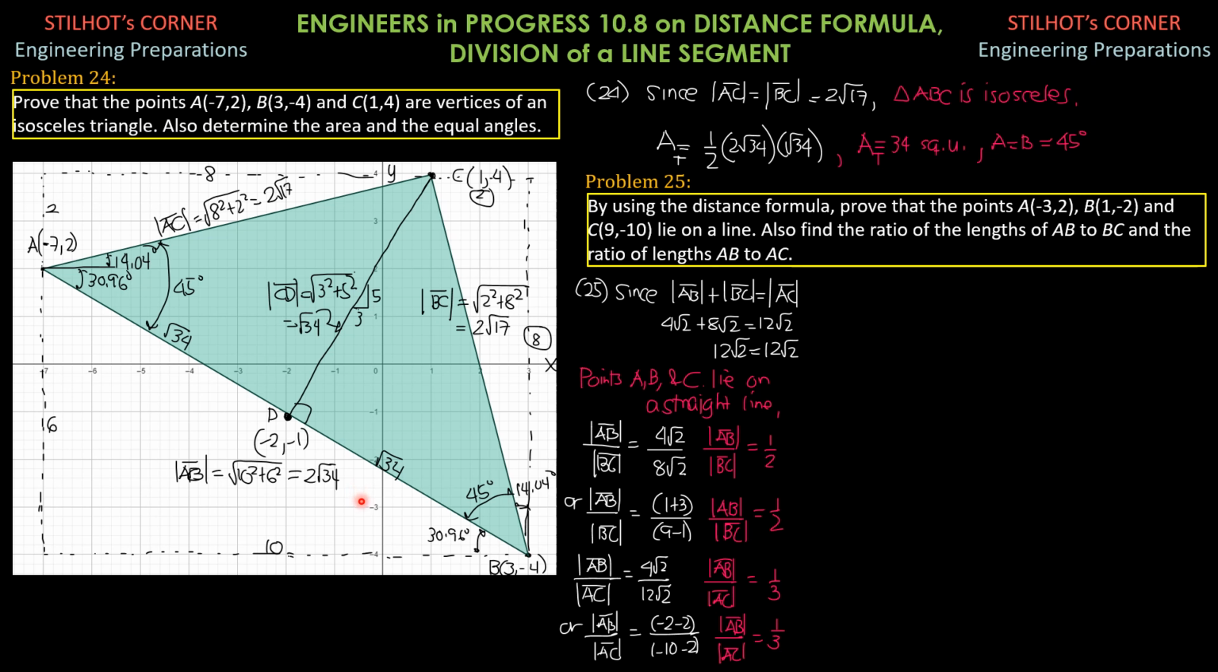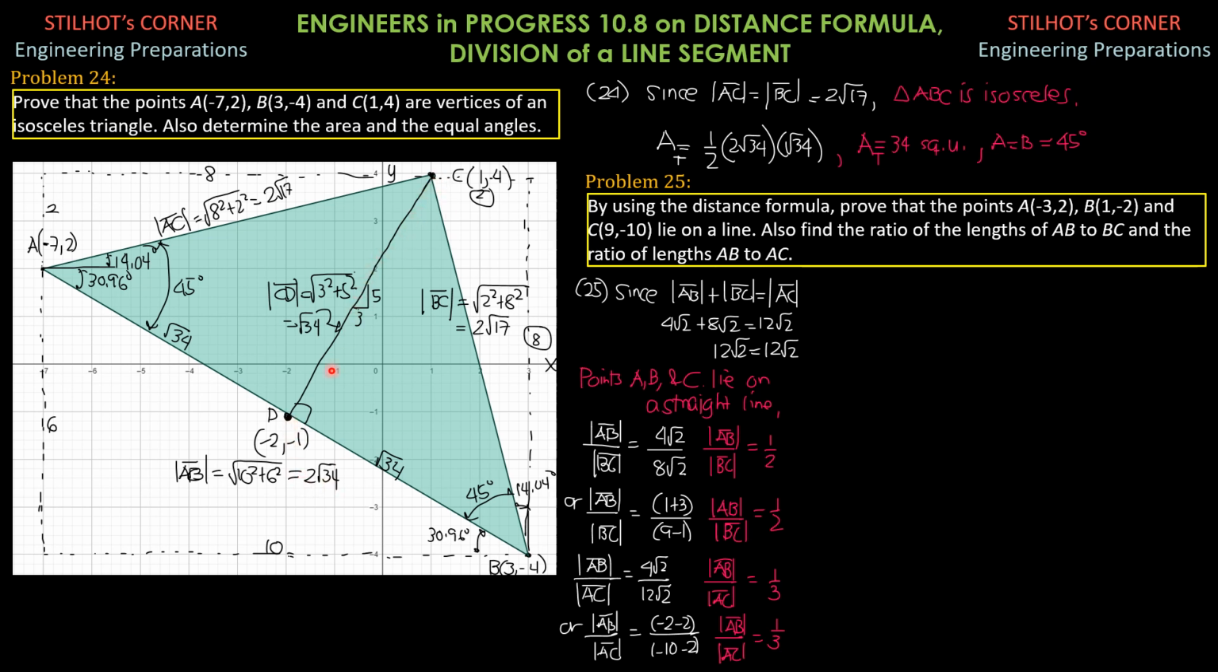So the area for the triangle, so this is the proof that ABC are vertices of an isosceles triangle, because we have shown that AC, which is 2 square root of 17 units, is equal to BC, which is also 2 square root of 17 units. So that's why triangle ABC is isosceles. For the area, it is 1/2 of the length of AB, which is 2 square root of 34.